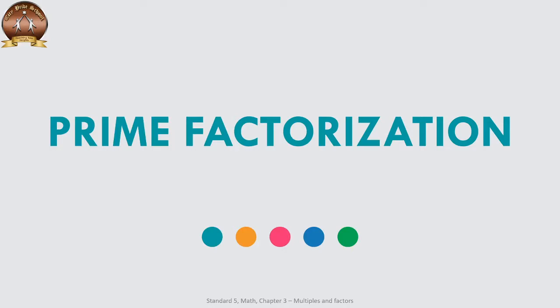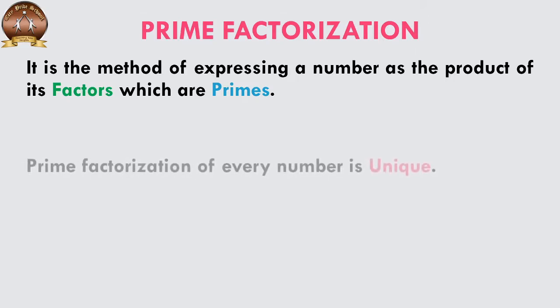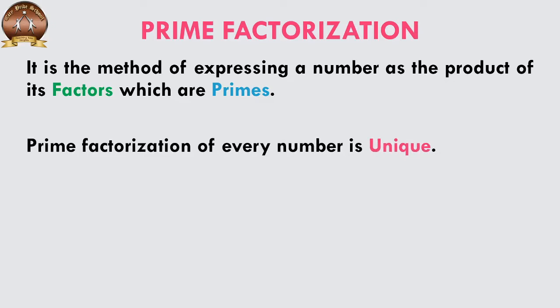As you all know what factors and multiples are, we move on to the next topic, which is prime factorization. Prime factorization is the method of expressing a number as the product of its factors, which are prime numbers. Prime factorization of every number is unique. You will come to know what prime factorization is in more detail when you do the examples of it.